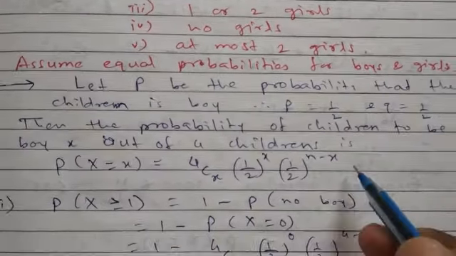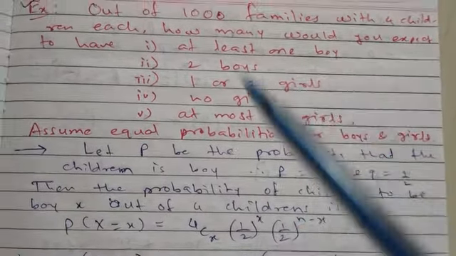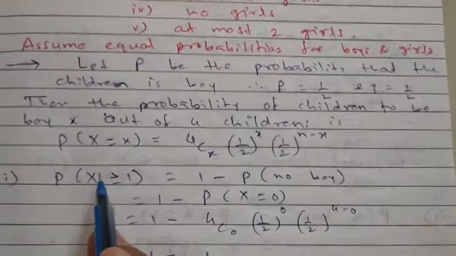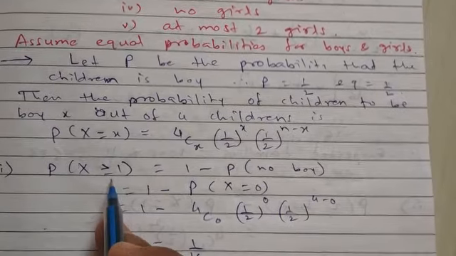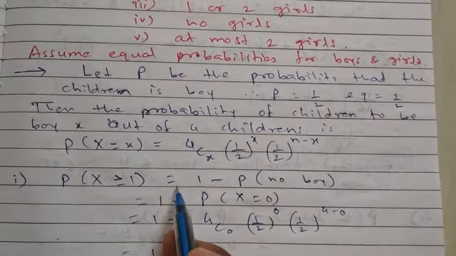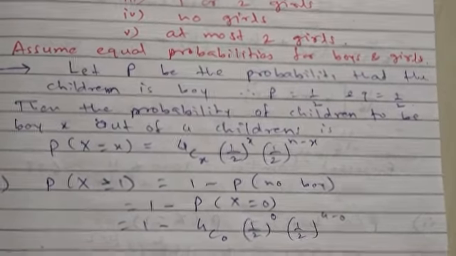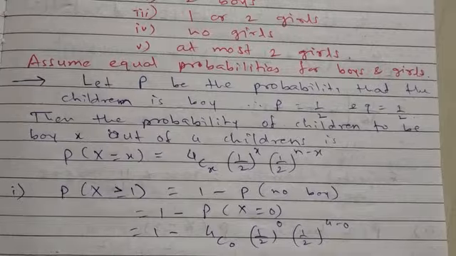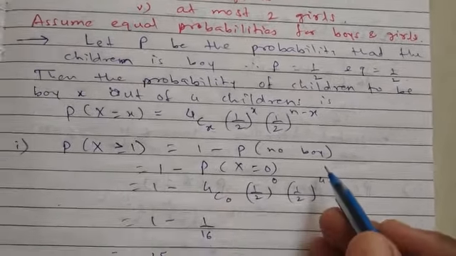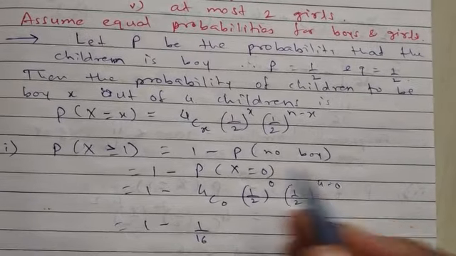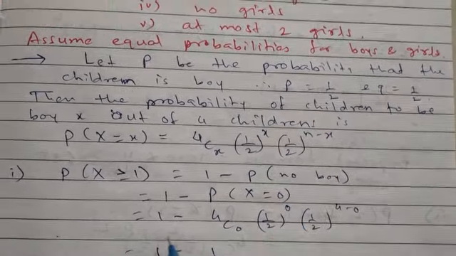Now first case, at least 1 boy. So we require x to be at least 1. We have to find out this one. So probability of X greater than or equal to 1. At least 1 means 1, 2, 3, and so on. How many? 1, 2, 3, 4. So instead of that, we'll write 1 minus probability of no boy, which is 1 minus probability of X equal to 0.